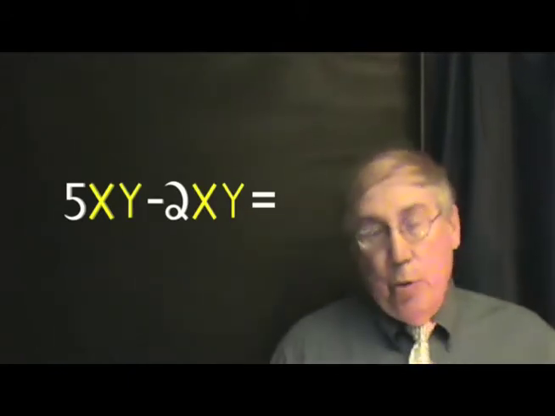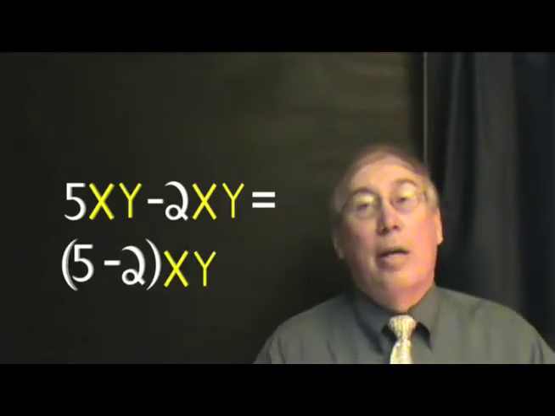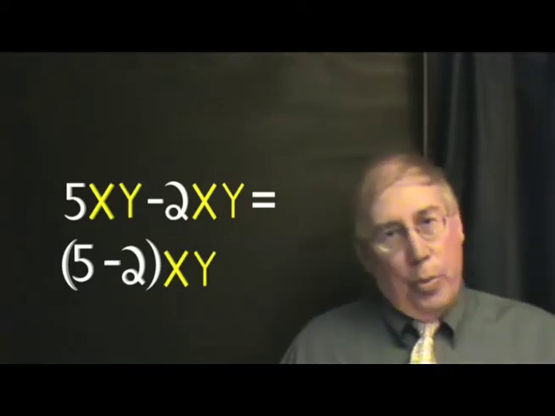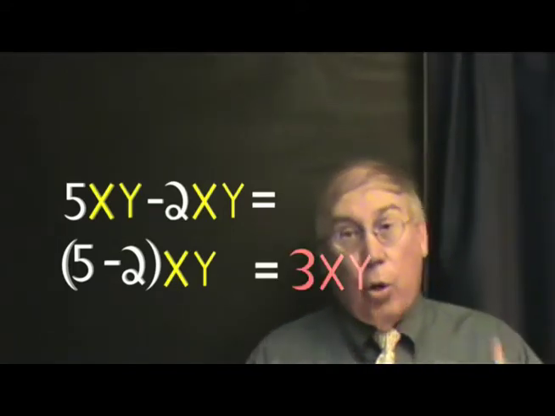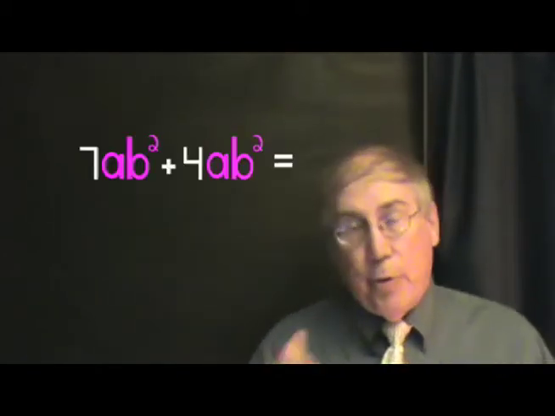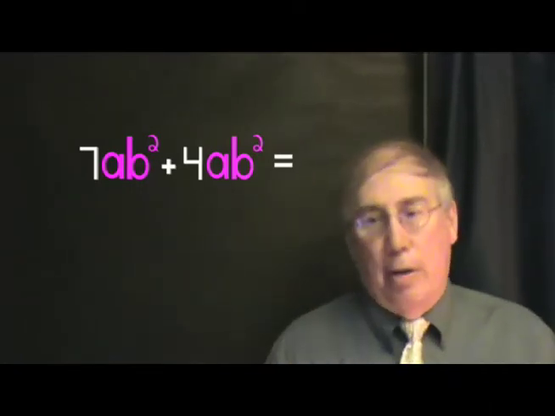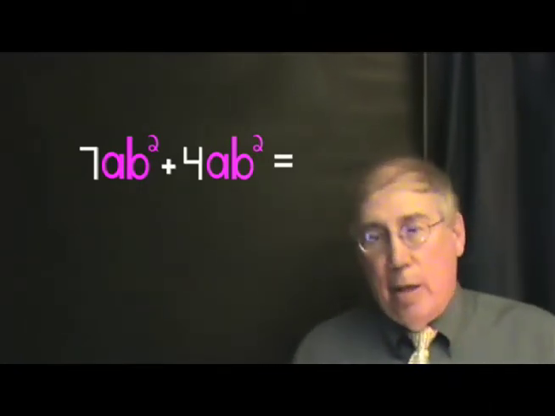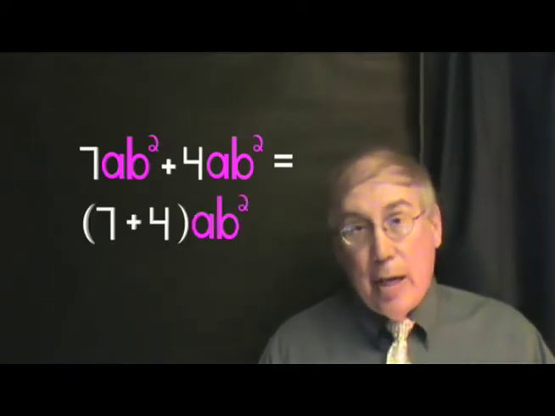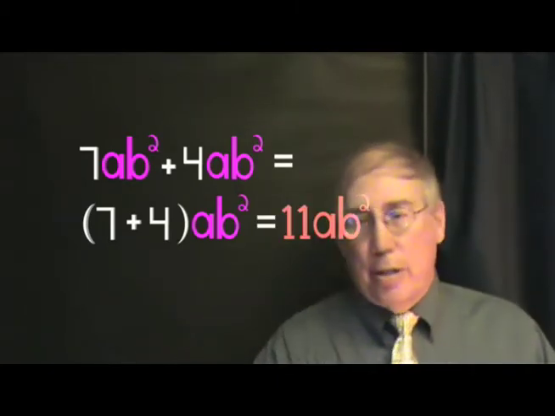In this case, we have 2 terms. Each has an x and a y in it, so we can combine them. In this case, subtract. What we do is we just subtract the coefficients. Remember, I just talked about coefficients. And that's going to be 3xy. This one here, they both have an a and a b squared. So we can combine them. We're going to add them. So we add the coefficients, the 7 and the 4 together, and we can say that there's 11 ab squared.